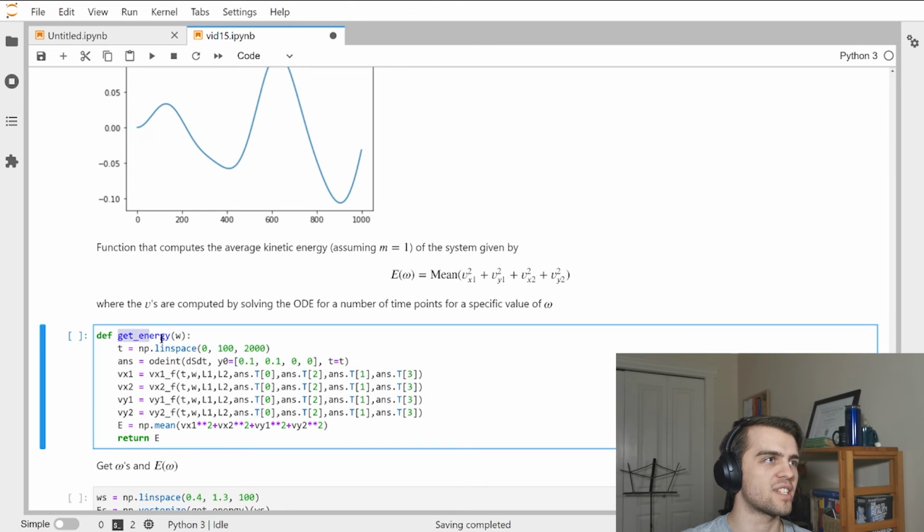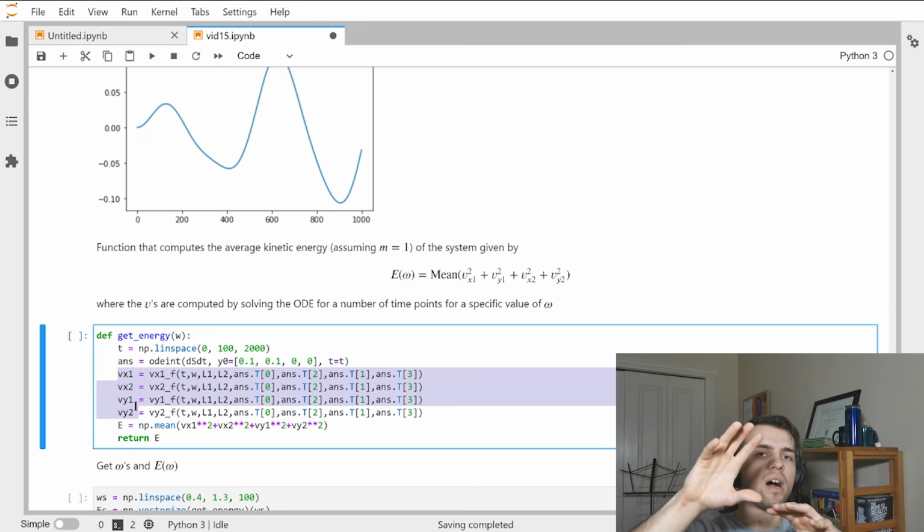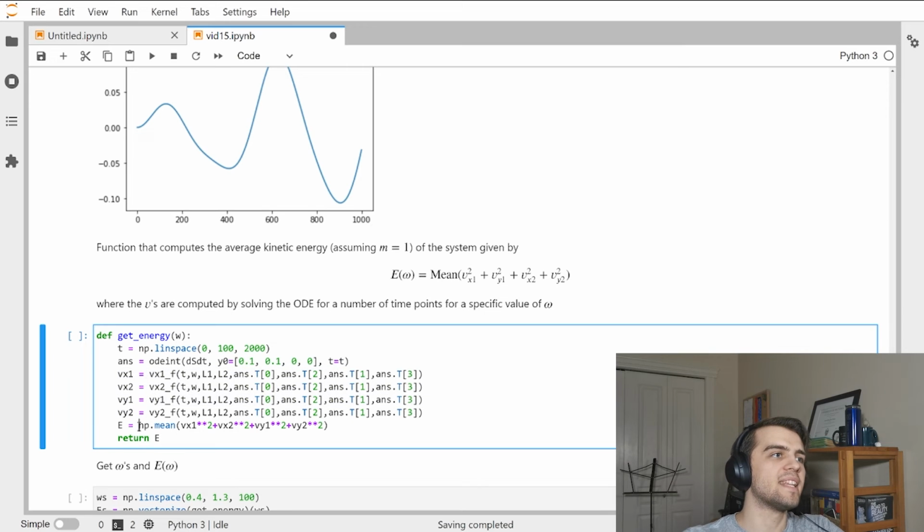So what this function does is it takes in a particular driving frequency of the pendulum. I say, okay, I'm going to solve for 100 seconds. I'm going to get the solution to the ODE. So I have my theta 1 and everything is a function of time. Then I compute the velocities vx1, vy1, vx2, vy2. So I have all the velocities as a function of time throughout the whole motion. And then I take the mean value of the squares of the velocities.